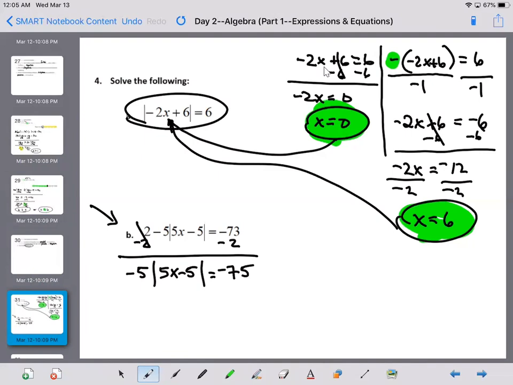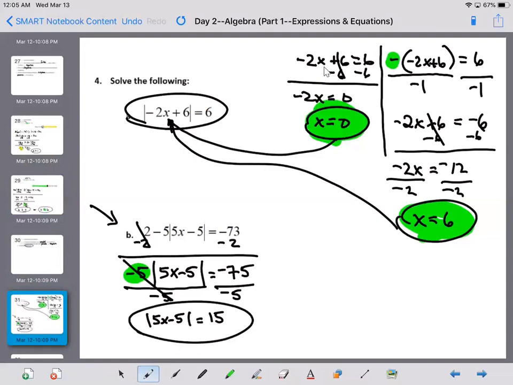Now I want to eliminate this negative 5 as a factor. So I want to divide both sides by negative 5. And now that's going to give me 5x minus 5, absolute value, is equal to positive 15. So now we're going to take this and we're going to solve it like we did over here. We're going to solve it 2 ways. So what's 5x minus 5? That's going to equal 15. And then we're going to take the negative of that.